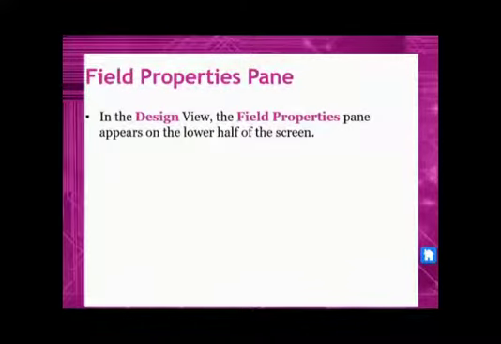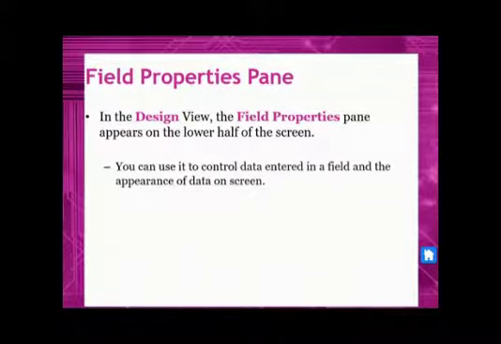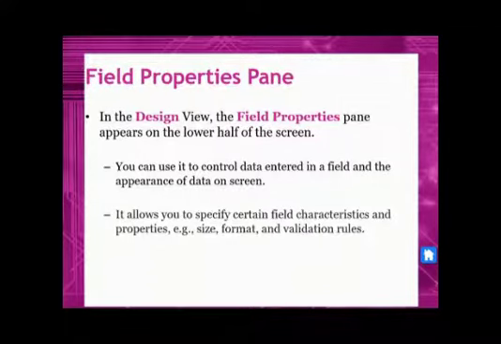Field Properties pane. In Design view, the Field Properties pane appears on the lower half of the screen. You can use it to control data entered in a field and the appearance of data on screen. It allows you to specify certain field characteristics and properties, for example size, format and validation rules.